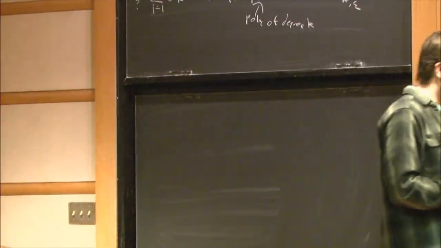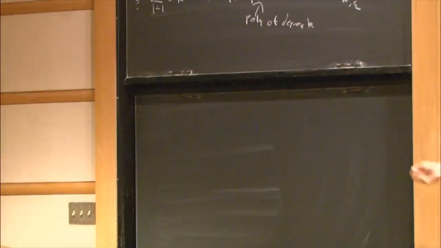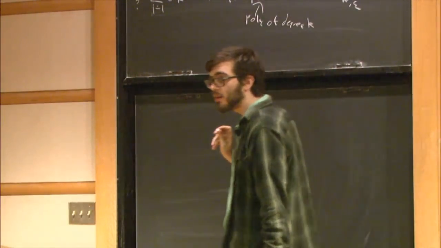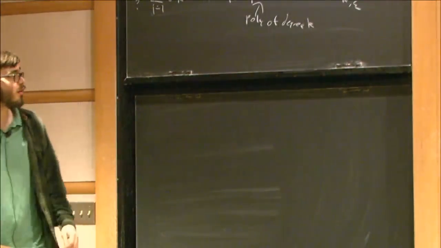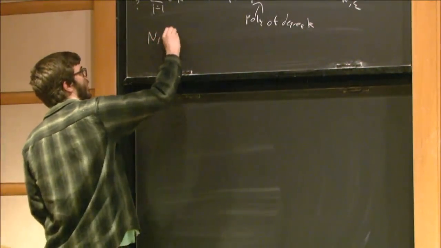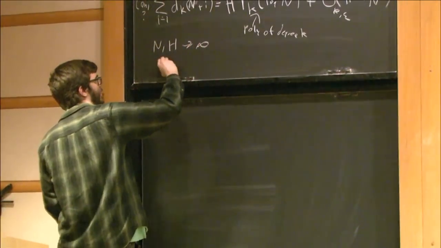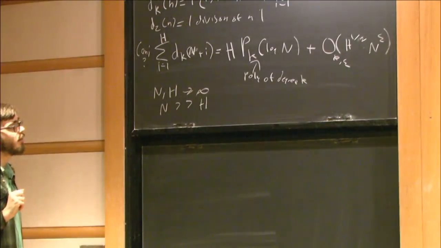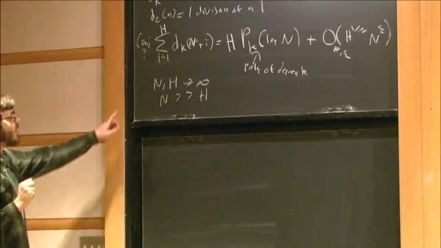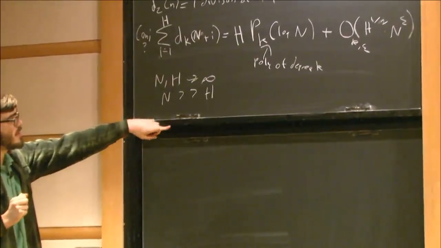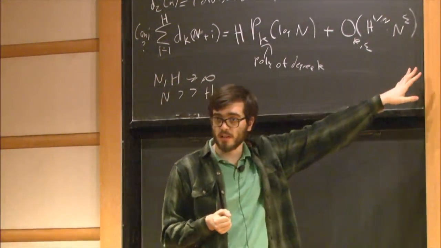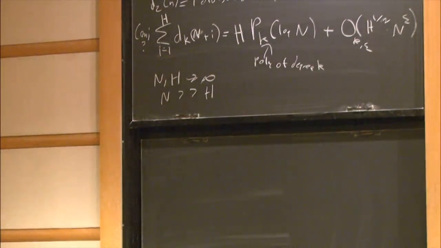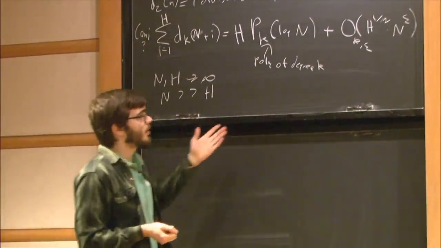H to the 1/2 is what I'm suggesting. So how do you order this? n and h, all of them go to infinity? Yes, where n and h are going to infinity, and n is going to be much larger than h. If h is constant and n is going to infinity, then this is trivially true because the divisor function is bounded by n to the epsilon for any epsilon. But you don't really have to have h go to infinity.